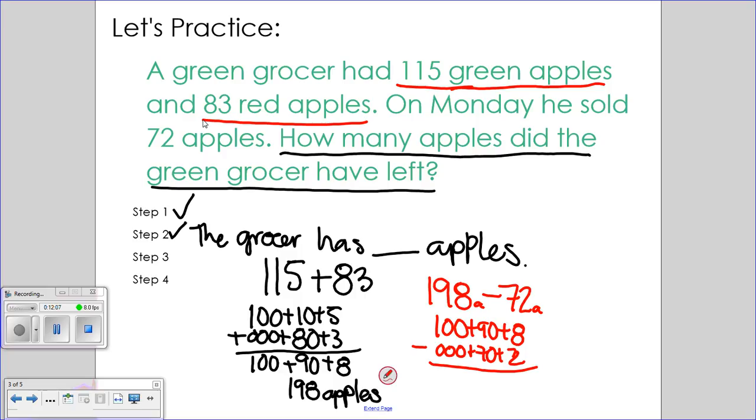I'm going to give you a moment to solve that problem in your notebook. You can use any strategy you want. I just choose to use expanded form because I tend to get those questions correct when I use it.